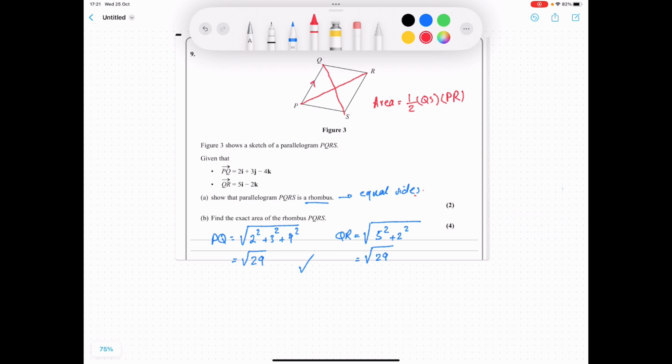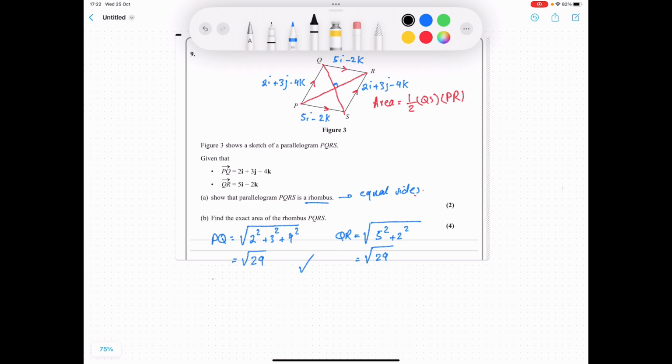I'll put the vectors on the sides of this rhombus, and as we know the sizes of the sides are equal to each other, I can write next to them what their vectors would be. So 2i plus 3j minus 4k, SR would be the same, 2i plus 3j minus 4k, and QR would be 5i minus 2k, and PS would be the same. We also know that at the point where the diagonals meet each other, they form 90-degree angles.